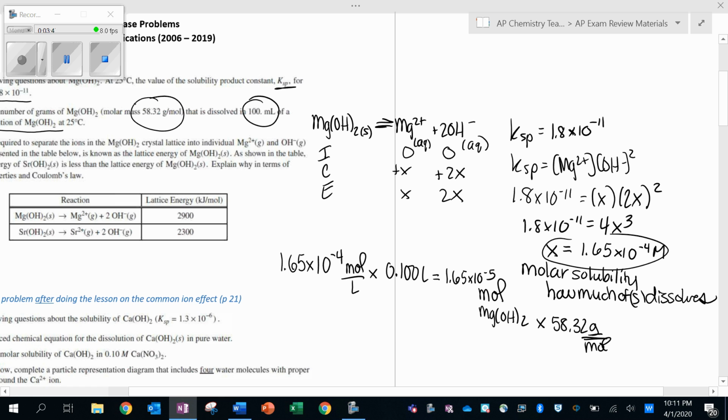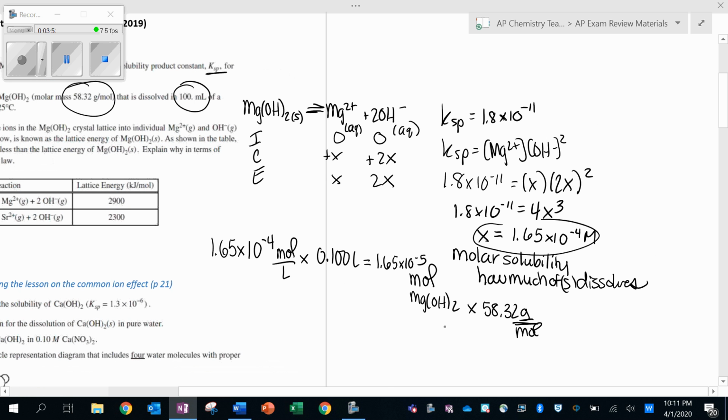That's nice, we're given the molar mass. We didn't even have to take the time to calculate it. When you do that calculation, you should end up with 9.6 times 10 to the negative 4th grams of magnesium hydroxide. You don't have to use scientific notation, either way works out well. So this is the final answer for the problem. It's a little different variation on molar solubility, doing a little bit extra molarity math with it at the end.